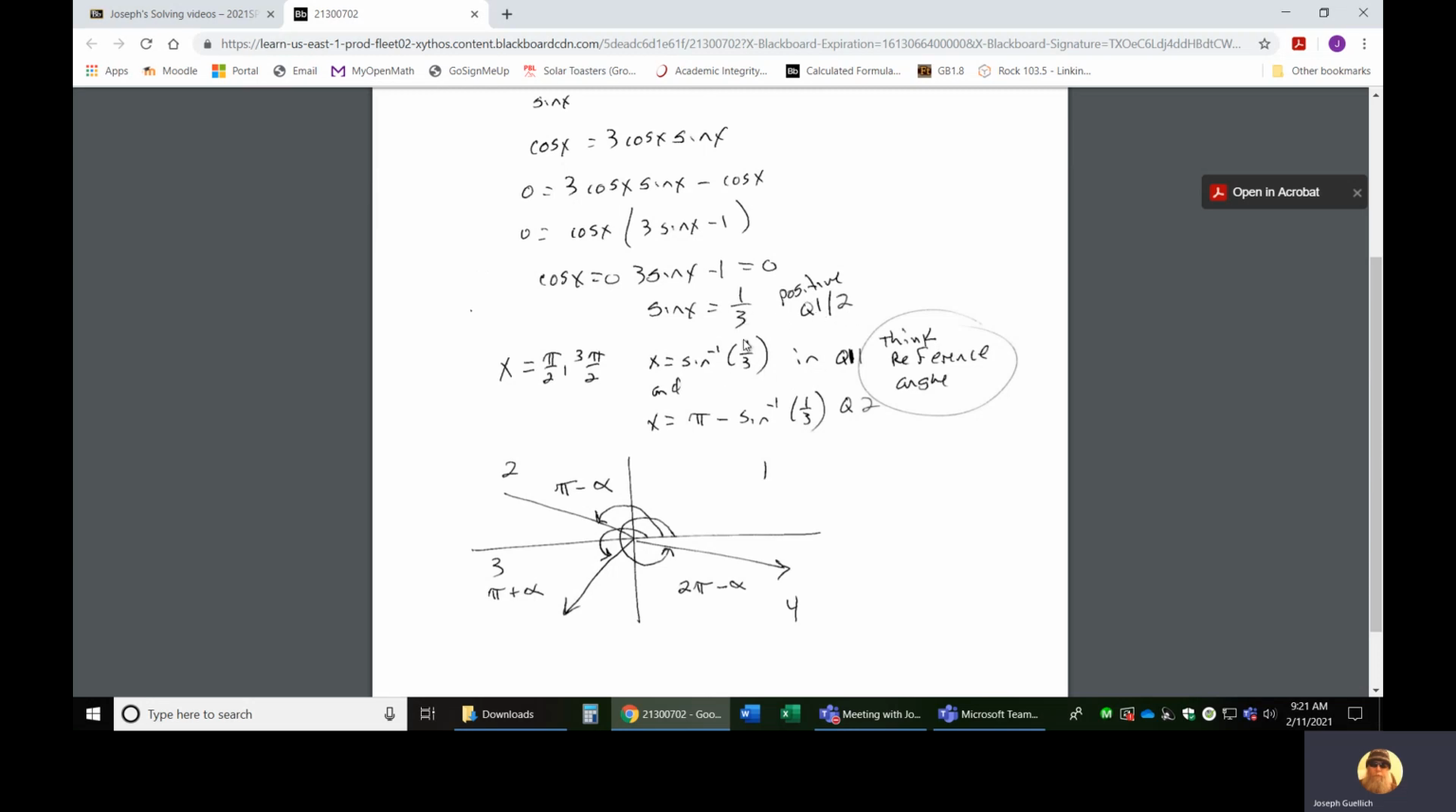Even if the 1/3 were negative, I would type it in the calculator as a positive number so that the calculator answer is a positive angle in quadrant 1 to use as a reference angle. I will then use that to find the correct answer in the appropriate quadrants. So in this case, sine inverse 1/3, that is quadrant 1. That's where that answer is.